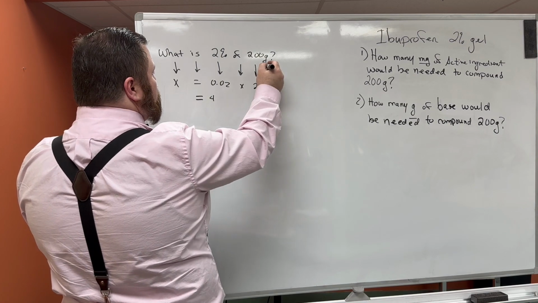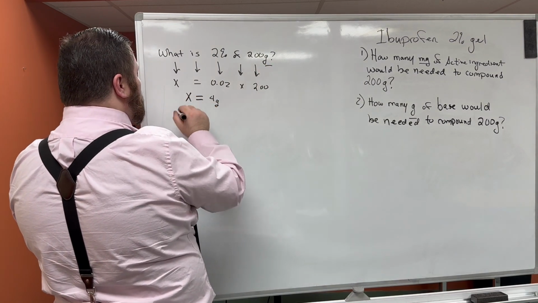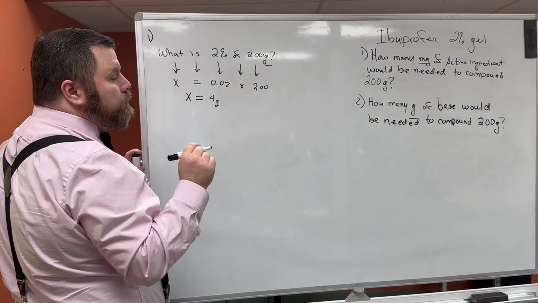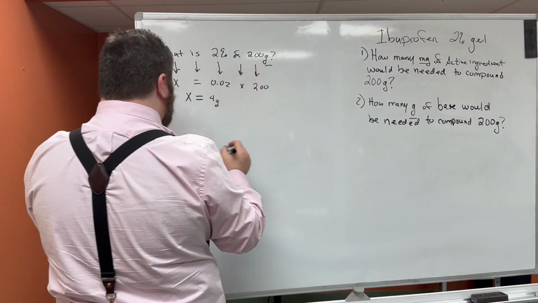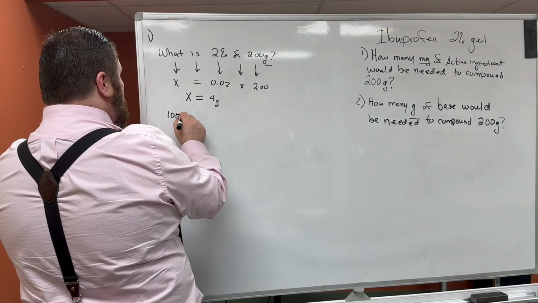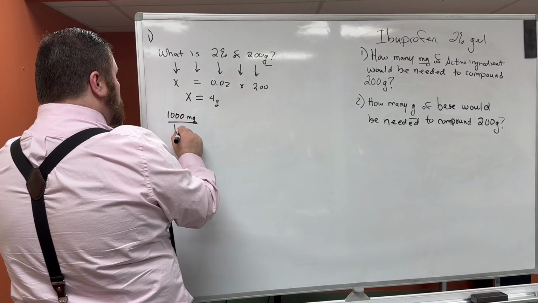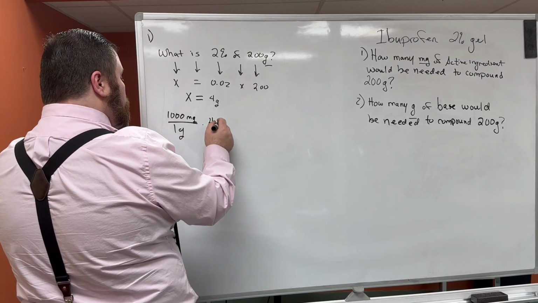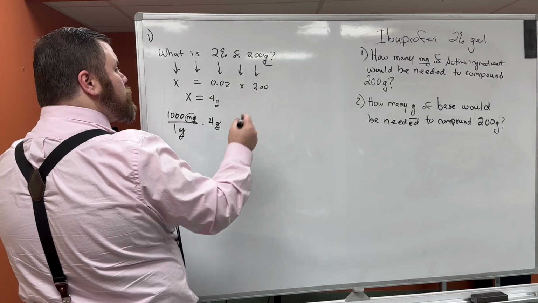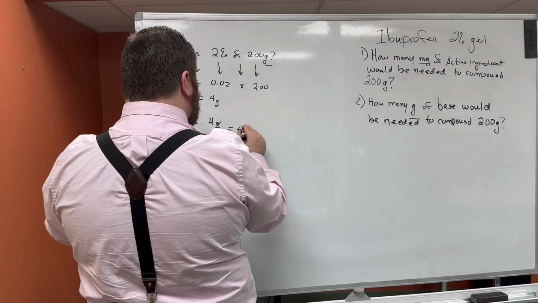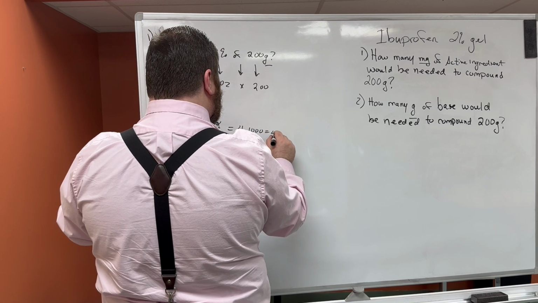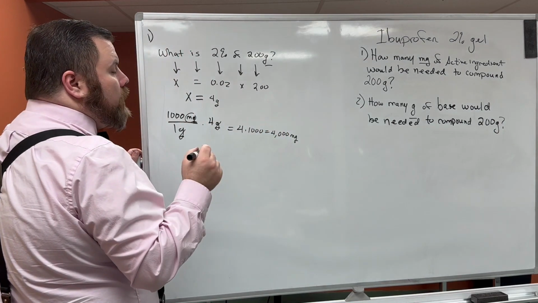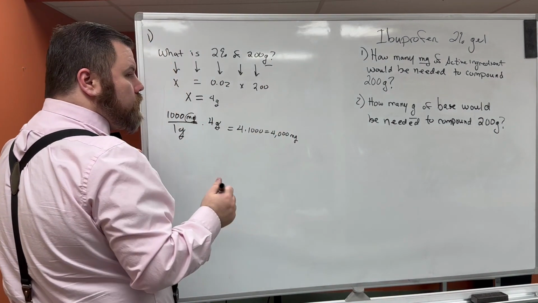But 4 what? The unit up here is grams. So x is 4 grams. But that's not the end of the story. This is for problem 1. That's not the end of the story, because we're asked for milligrams. So there is 1,000 milligrams for every 1 gram, and what we have is 4 grams here. Therefore, grams cancel grams. We're left with milligrams, which is what we want. Therefore, 4 times 1,000 is equal to 4,000 milligrams. And that's how many milligrams of active ingredient will be needed to compound this.